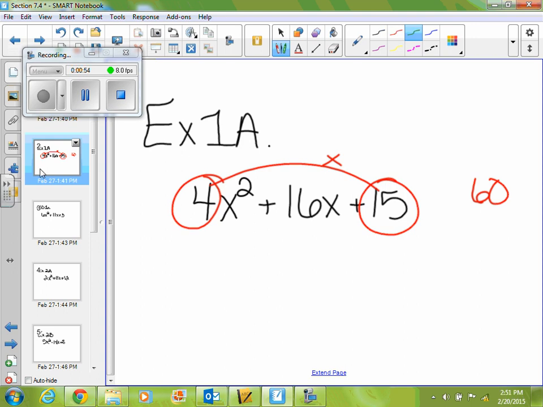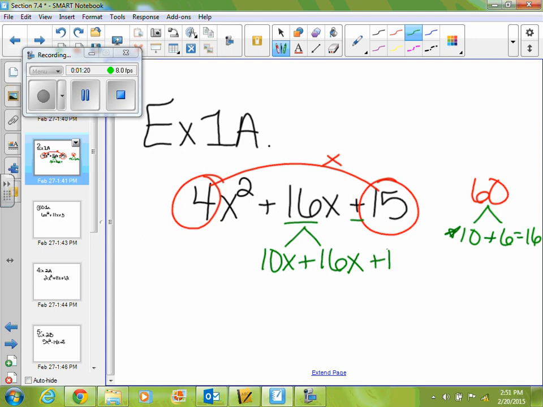Okay, so we're still working backwards. We're looking for our factors of 60 that add to 16. 10 and 6. So 10 plus 6 gives me 16. That's good. That helps me. But we can't break it down into our two parentheses until after we factor by grouping. So this 16 becomes 10x plus 6x. We still have the 15, and we still have the 4x squared.